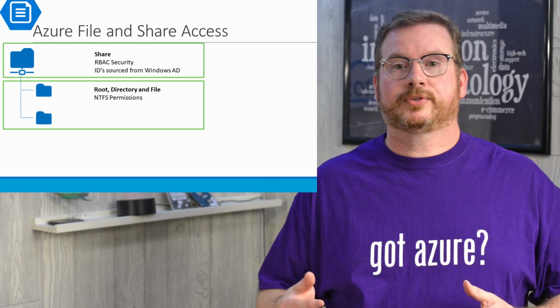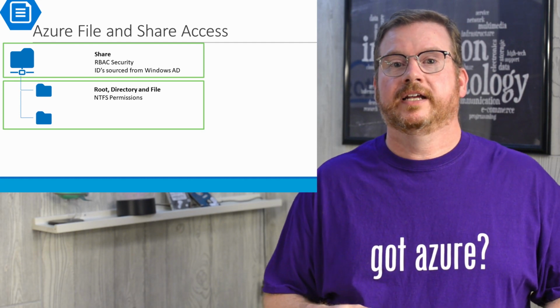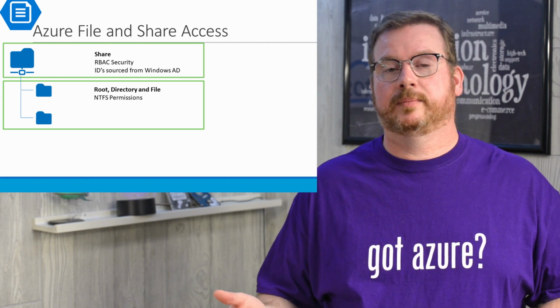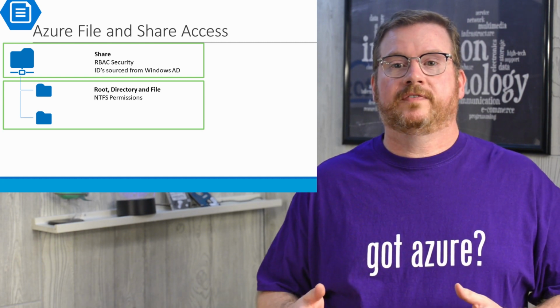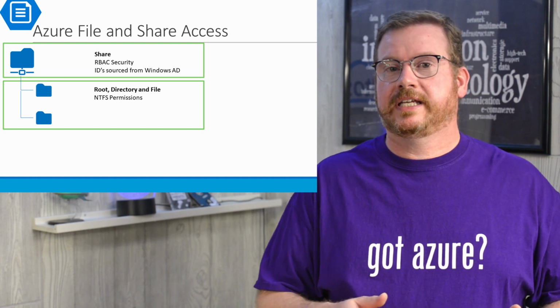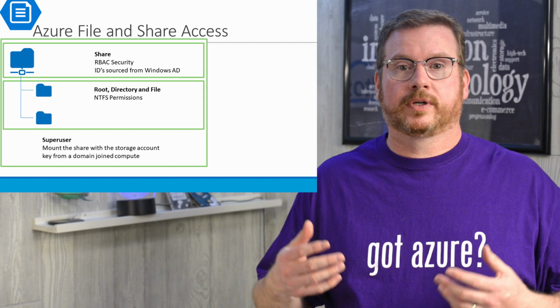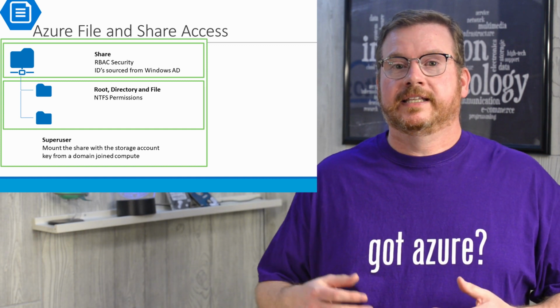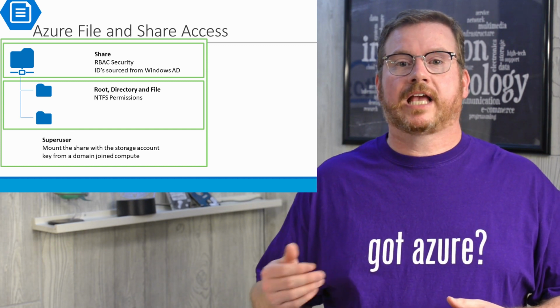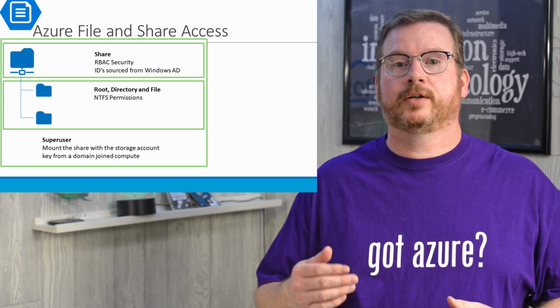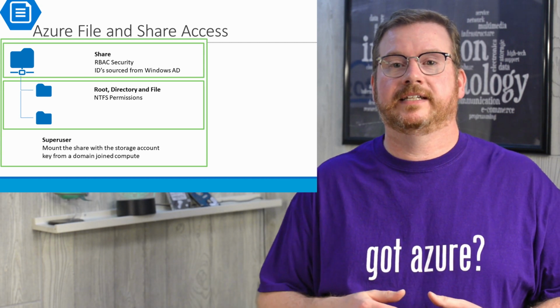Next is the root directory and file permissions in the share. These are protected with traditional NTFS access like your on-premises servers. After we set up the new file share, no NTFS permissions exist, so no one can access the share. Well, that would be the case if it wasn't for the super user access. This access uses the storage account key to mount the file share for the first time, then we can create root level file access using NTFS.